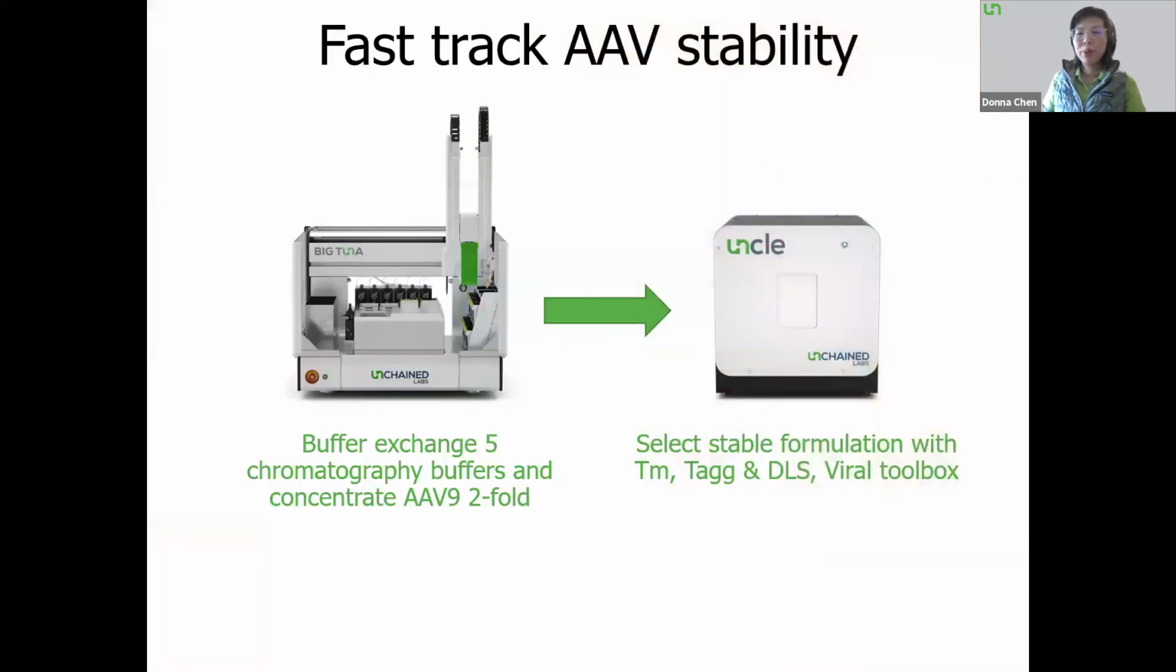And I'm going to take you through an example of how Big Tuna and UNCLE can help with AAV formulation stability screening here. So in this experiment, we take stock concentration AAV9, and then use Big Tuna to exchange it into 5 different common chromatography buffers, and then concentrate the sample 2-fold after the buffer exchange. And then we use the UNCLE to fully characterize the stability of each formulation using the pre-built applications within UNCLE called the TM, TAG and DLS, and viral toolbox.